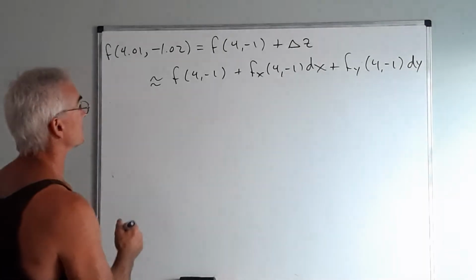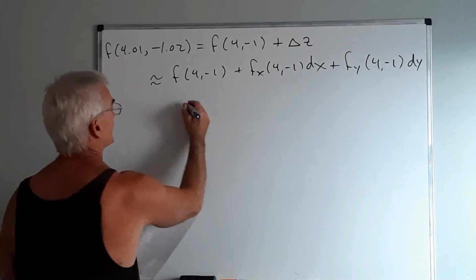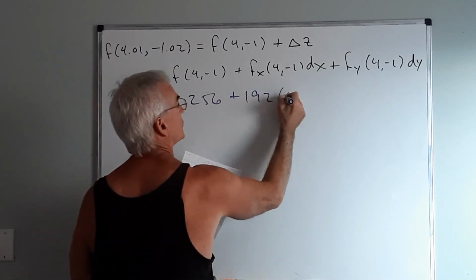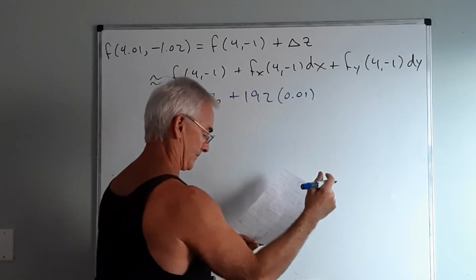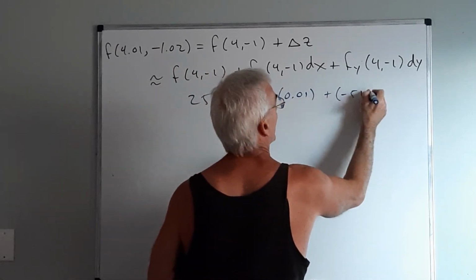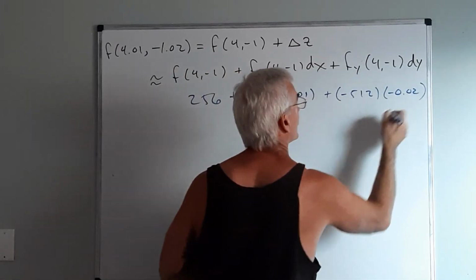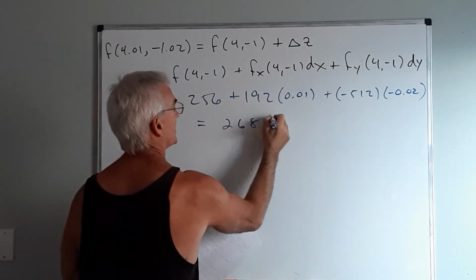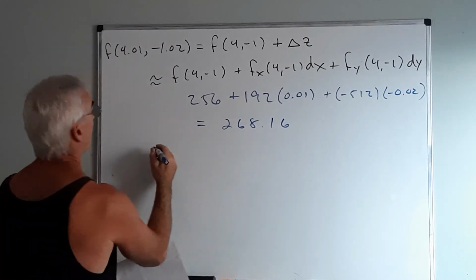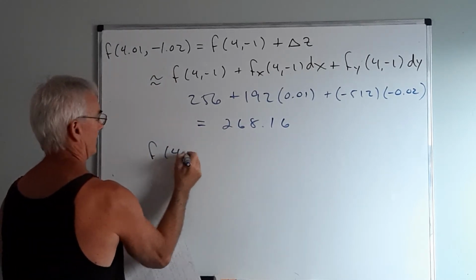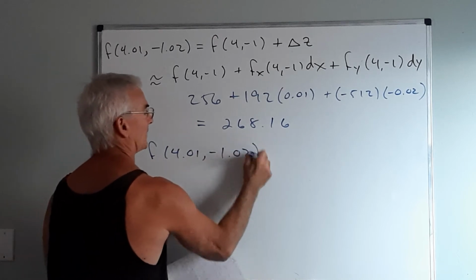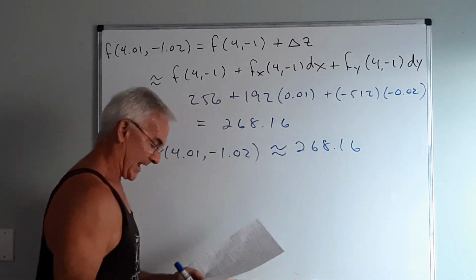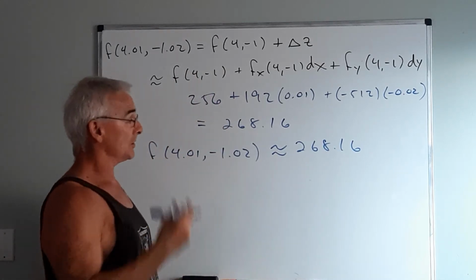Now finishing off this problem here, we're going to get the values 256 plus 192 times 0.01 plus negative 512 times negative 0.02, and that quantity right there is exactly 268.16. Therefore, we can say that f of 4.01, negative 1.02 will be estimated by this quantity here. And once again, this turns out to be absurdly close.